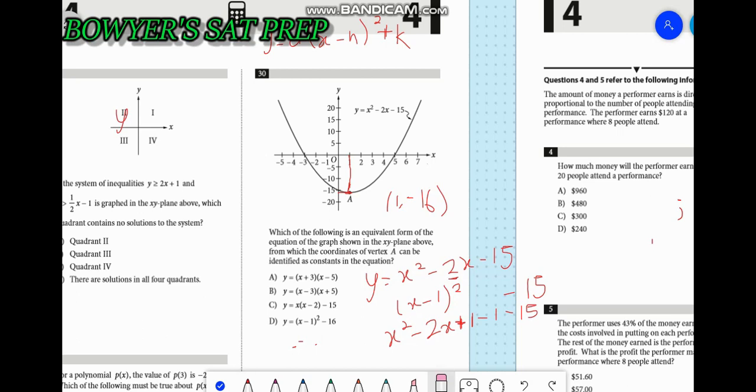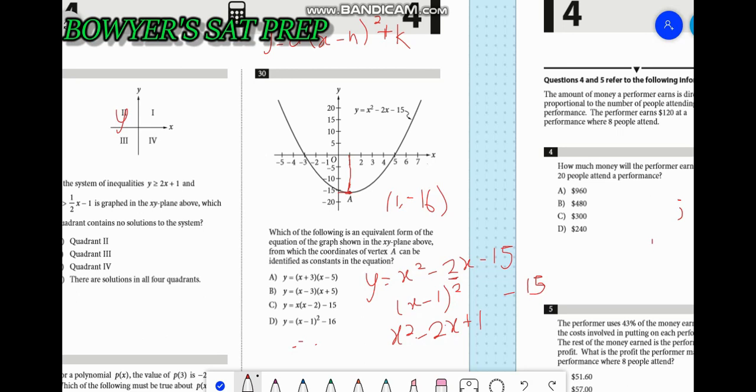Sorry, I think I made a mistake. So when you expand this, you get x squared minus 2x plus 1, right? But if we add a negative 15 to it, it means we are lacking here, right? So let's expand it. I just want to make it x squared minus 2x plus 1, this is the same as this, right?